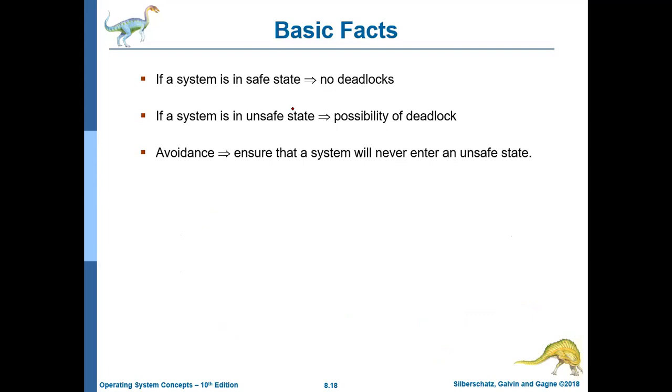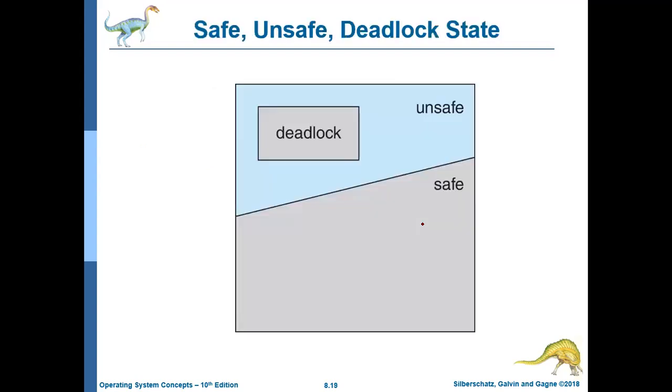If a system is in a safe state, there will be no deadlock. If a system is in an unsafe state, there will be a possibility of deadlock. We cannot say that if an unsafe state is there, it is always a deadlock. There is a possibility of deadlock. Avoidance means ensuring that a system will never enter an unsafe state. You have to ensure that your system will never go into the unsafe state, because in the unsafe state there may be a possibility of deadlock. So in a safe state there is no deadlock. In an unsafe state there might be a possibility of deadlock.